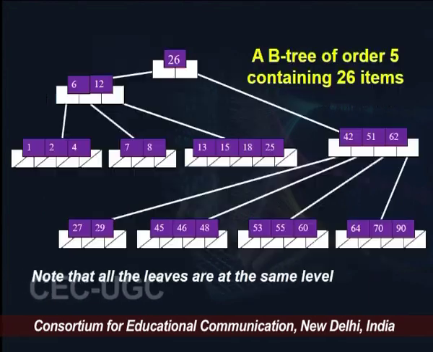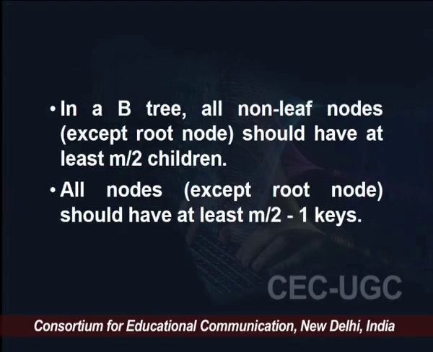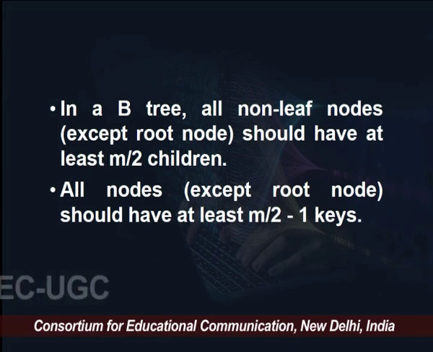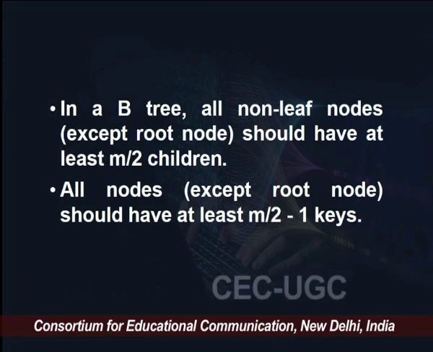Now, if you can see this particular figure, all the keys in each and every node are stored in ascending order. That is also satisfied. Then in a B tree, all the non-leaf nodes except the root node should have at least m by 2 children.